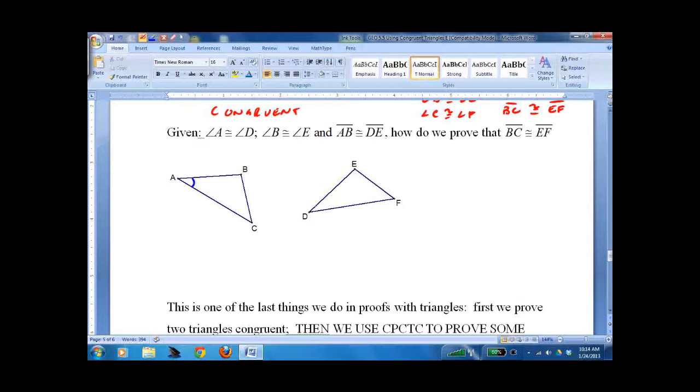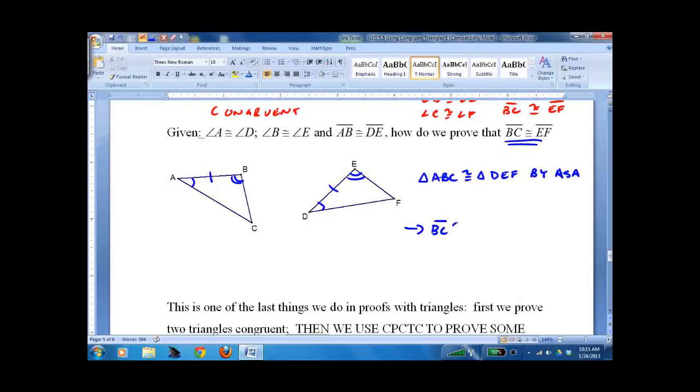Angle A is congruent to angle D. Angle B is congruent to angle E. AB is congruent to DE. How do we prove that these two are congruent? Because we don't know this right now. So what we do is we say, well, I can prove that triangle ABC is congruent to triangle DEF by angle side angle. And now that I know that they're congruent, I know all the parts match up. I needed three to prove that, and now I do know all the parts match up.